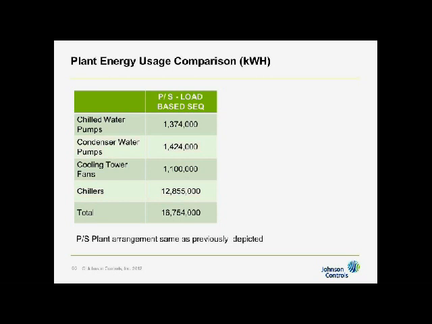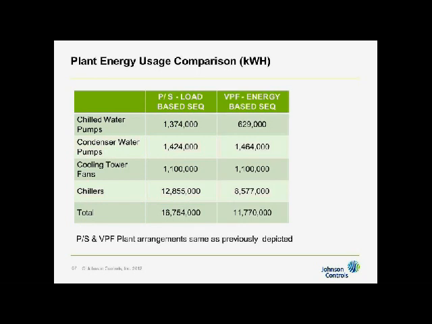Next, we looked at the VPF plant energy-based sequencing. You can see the immediate savings in the chill water pumps. We're now around 629,000 kilowatt hours annually versus the 1.4 million from before. The condenser water pumps are roughly the same, with a slight difference in loadings when we use energy-based sequencing. Cooling tower fans were approximately the same.